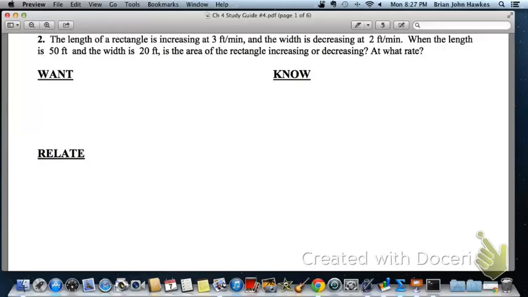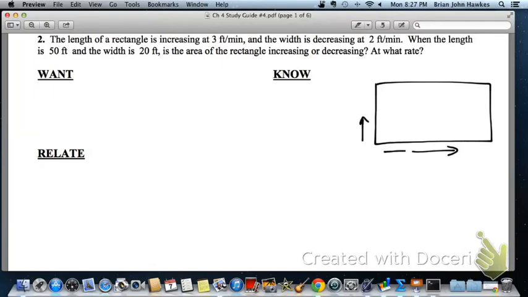Yeah, so before we actually do this problem, we need to make sure we draw a rectangle and see what's going on here. The length is increasing at a rate of 3 feet per minute, so the length is getting bigger, but I don't know how we're going to write this. Yeah, so let's do that. I have an idea. So the length is getting bigger, but the width is getting smaller.